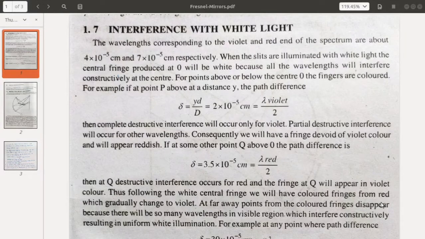So when we use this white light as the source of light for producing interference, we will get white light at the central point on the screen, which means all the colored lights, or all the wavelengths, are interfering constructively at the central point, because the path difference is 0 at this point.